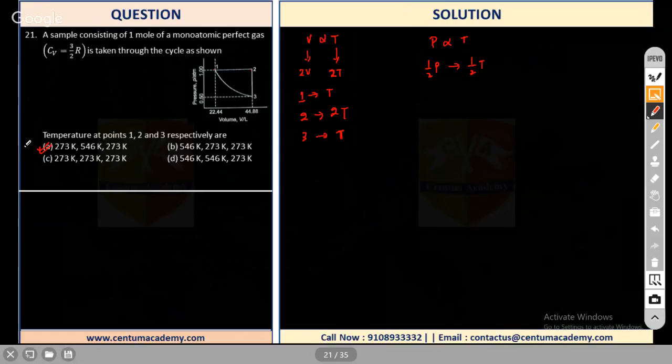One more thing you can do at this point: you see pressure is 1 atmosphere, volume is 22.4 for 1 mole of gas. It means this point is at STP, right? So the temperature will be what? 0 degrees Celsius, that is 273 Kelvin. This is what we have here. And then we can easily do this by the gas law. Right? Next question.